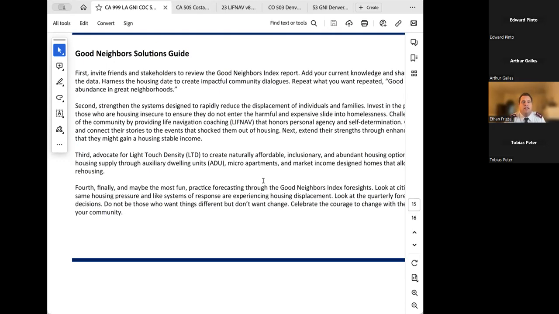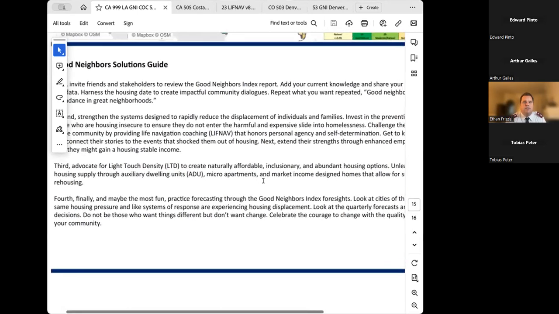Third, advocate for light touch density to create naturally affordable, inclusionary, abundant housing options through auxiliary dwelling units, micro apartments, market income designed homes that allow rehousing. I saw a beautiful example in California the other day of new neighborhoods that are actually doing ADUs for newly built homes. You can do the ADU on the side of the house or in the basement of the house, but people are designing solutions, and there are ways to advocate for that, even as those who typically work in the homeless service sector, because that allows for better solutions.